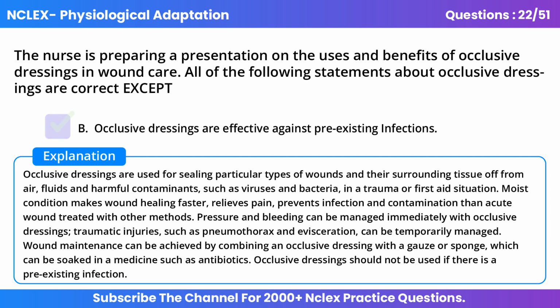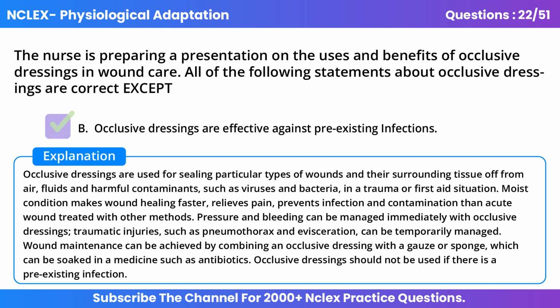Occlusive dressings are used for sealing particular types of wounds and their surrounding tissue off from air, fluids, and harmful contaminants, such as viruses and bacteria, in a trauma or first aid situation. A moist condition makes wound healing faster, relieves pain, and prevents infection and contamination better than acute wounds treated with other methods. Pressure and bleeding can be managed immediately with occlusive dressings. Traumatic injuries, such as pneumothorax and evisceration, can be temporarily managed.